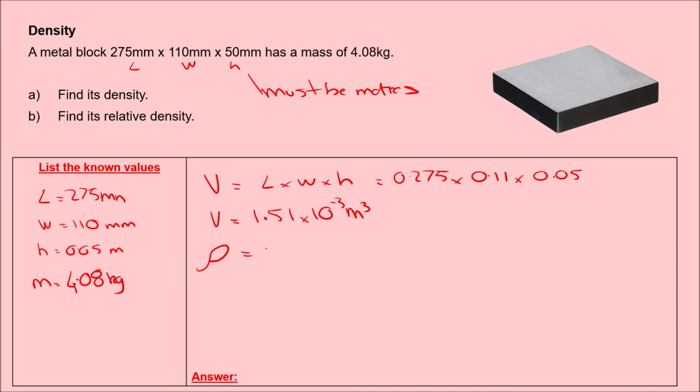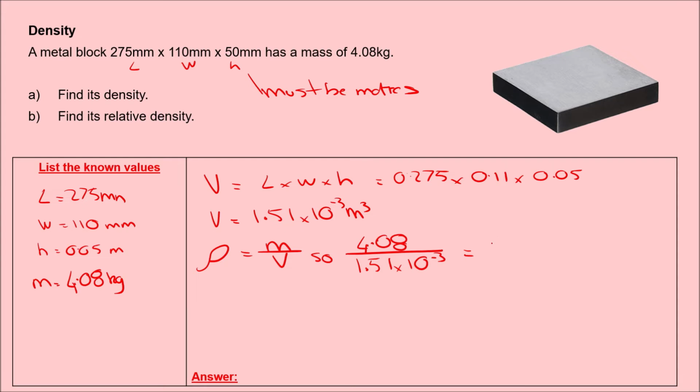So density is equal to mass divided by volume. So I'm going to take my mass, 4.08, and divide that by my volume, 1.51 times 10 to the minus 3. Okay, as I said, the more confident amongst you can take that and put it straight into your volume calculation. And what we'll get there, again, just pop it in your calculator.